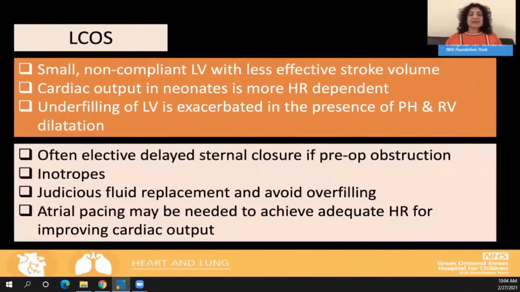Often, the surgeons would leave the chest open, and there is elective delayed sternal closure in the case of preoperative obstruction. Inotropes are often needed. One has to use fluid replacement judiciously and avoid overfilling. And at times, atrial pacing may be needed to achieve the adequate heart rate for improving cardiac output.